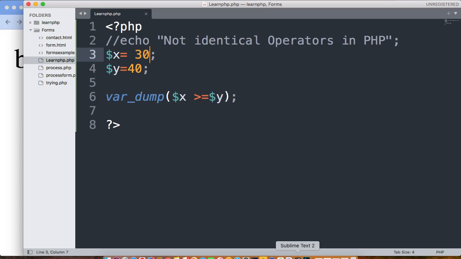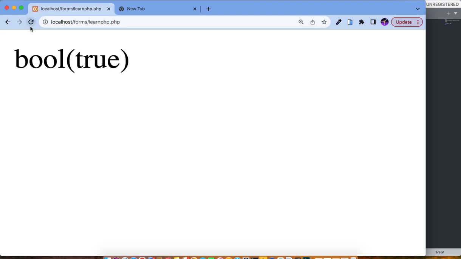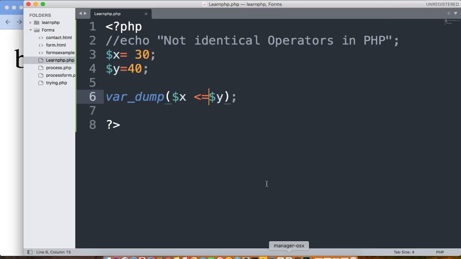That is it. The next operator we're going to look at here is the less than or equal sign. This one is just the opposite of what we did. So if this one is true, because it is less than or equal to y, otherwise it's going to be false.